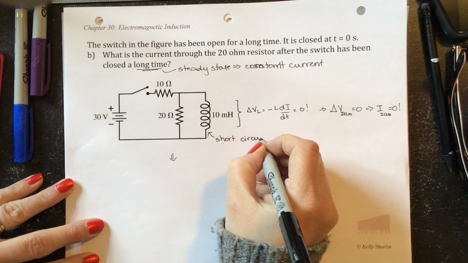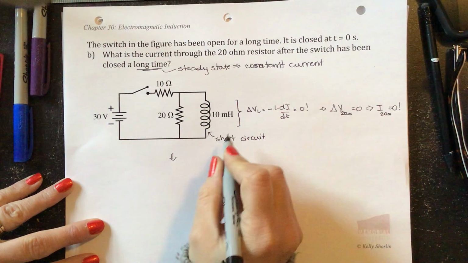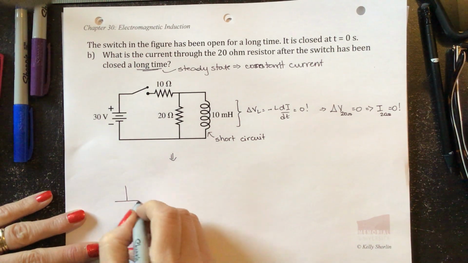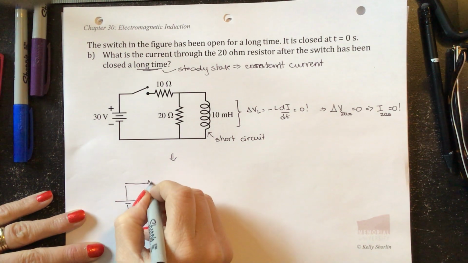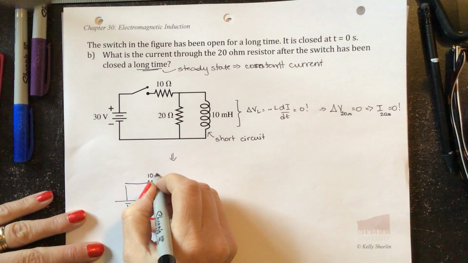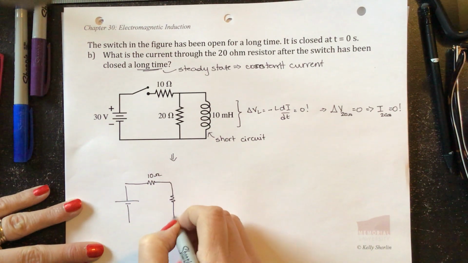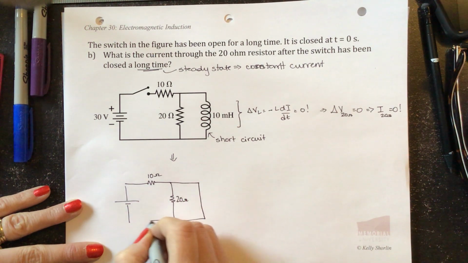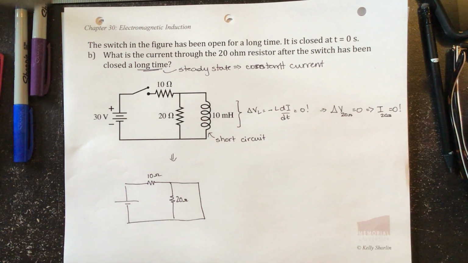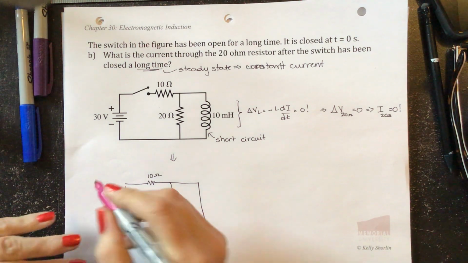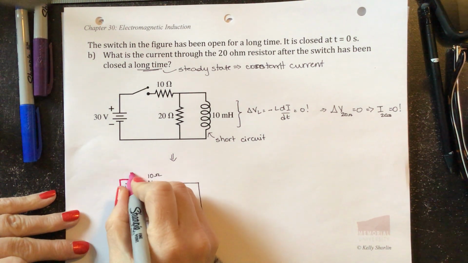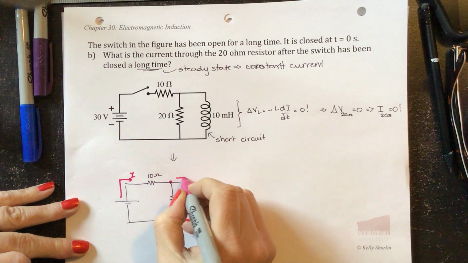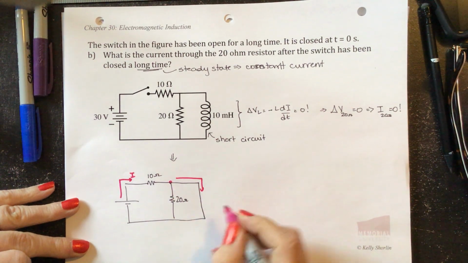It's easy for current to flow through here. So if we redrew that circuit, we would have a 10 ohm resistor, we would have a 20 ohm resistor, and we would have a piece of wire. So what happens in this sort of a system practically is that the current comes out through the battery, and then it has two choices. It could go down through the 20 ohm, or it could go through the piece of wire.